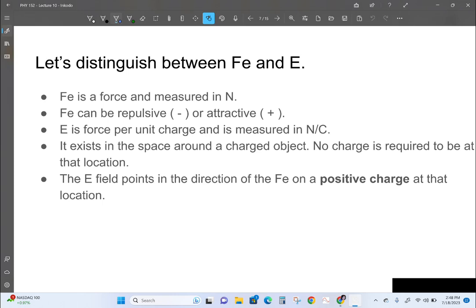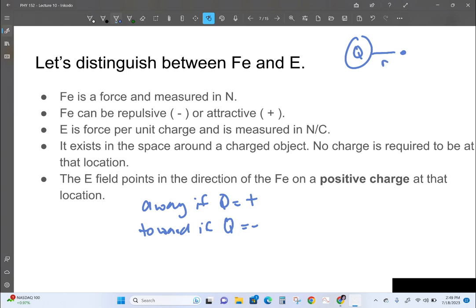So it's going to be away if big Q is positive, and it's going to be toward if big Q is negative. So remember, we're talking about a big Q, and then we've got some location at some distance R, and if we do have a charge there, it would be little q. But it doesn't have to be there. It could not even be there. Big Q is what's producing that electric field.